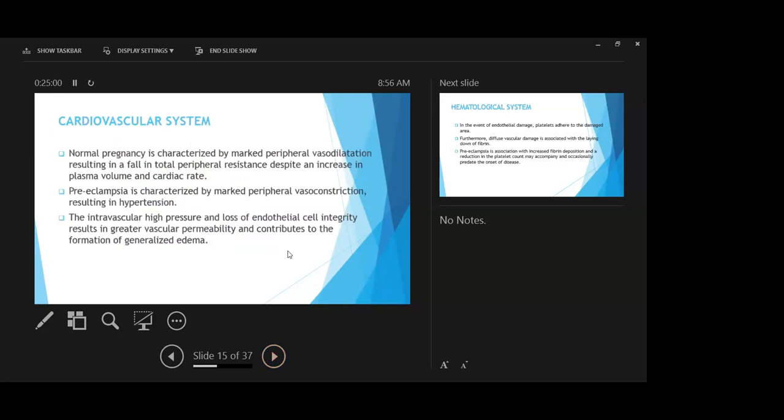So coming on to the cardiovascular system, normally in pregnancy there is marked peripheral vasodilation, but in preeclampsia there is marked peripheral vasoconstriction. Because of this, right from the first trimester of pregnancy, when women complain of lightheadedness or features of fatigue, it is not necessarily because of low hemoglobin or low iron content in their circulation. It is also one of the features of pregnancy, and that is because of fluctuating blood pressure. And the reason for that is peripheral vasodilatation, which normally happens in pregnancy.